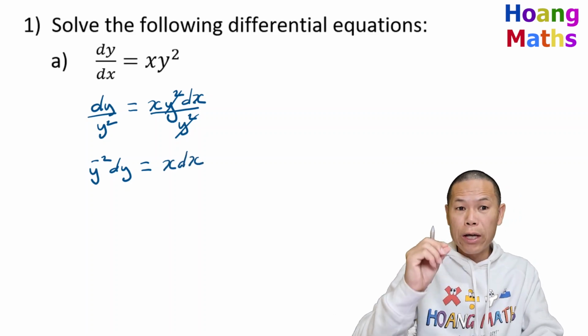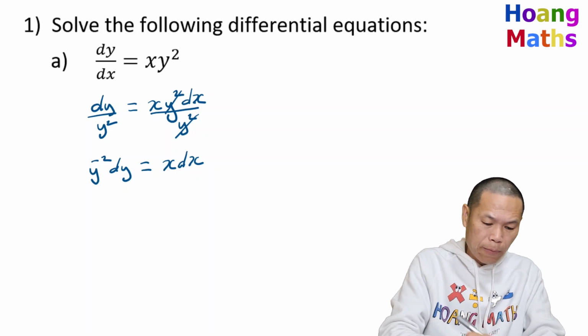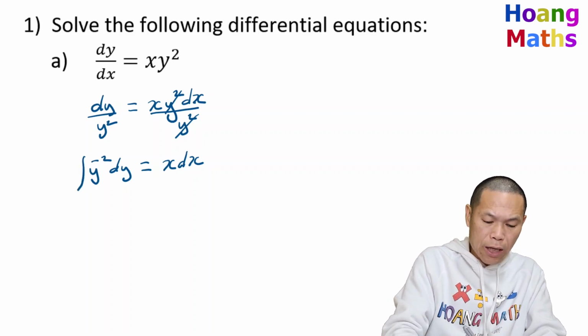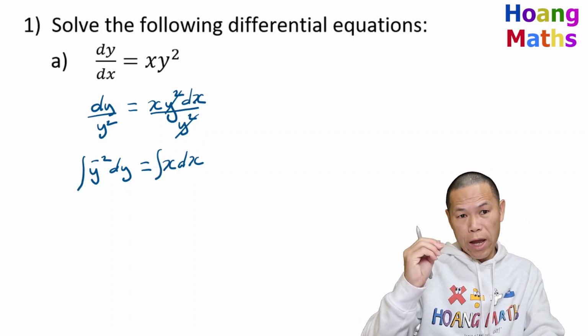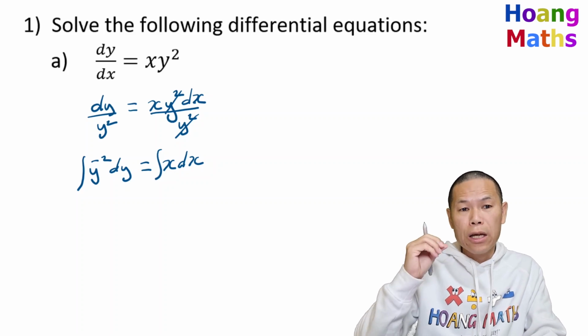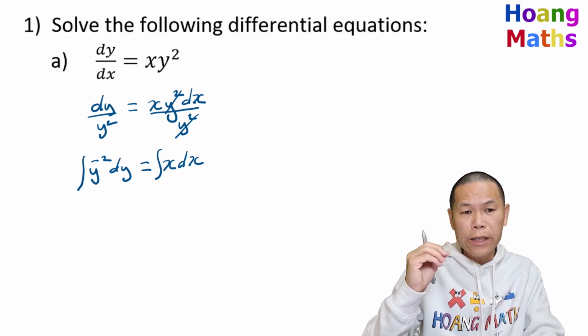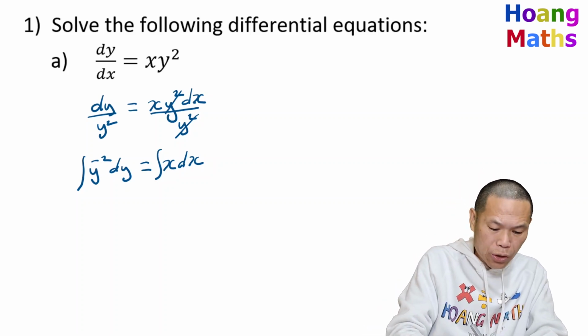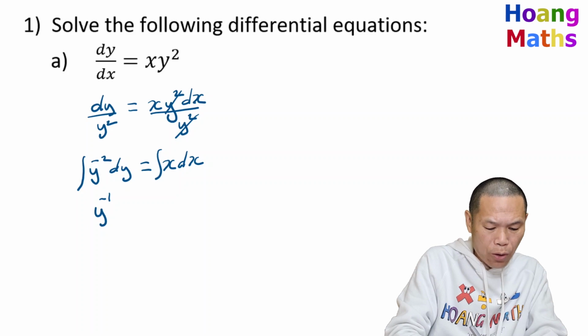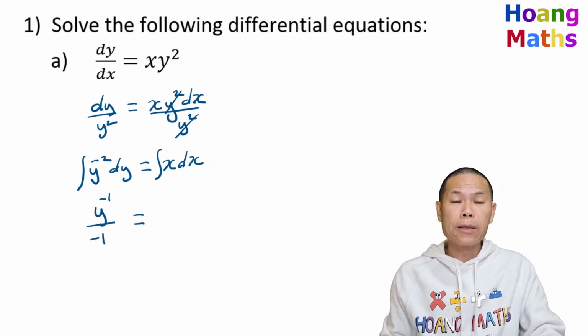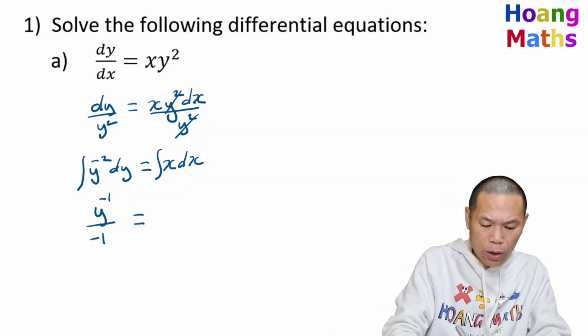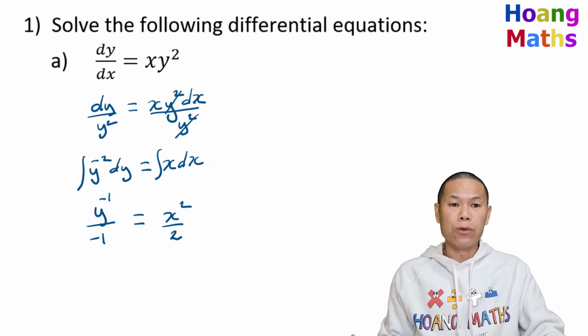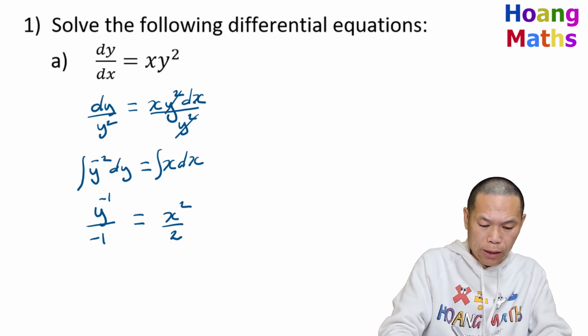So now I just integrate both sides. I integrate the left hand side, and I have to do the same thing on the right hand side. So we integrate y to the power of -2 dy. We just need to add 1 to -2, which becomes -1. So that is y to the power of -1 over -1 is equal to the integral of x, which gives x squared over 2. There you go. So now we need to add a constant c, plus c.